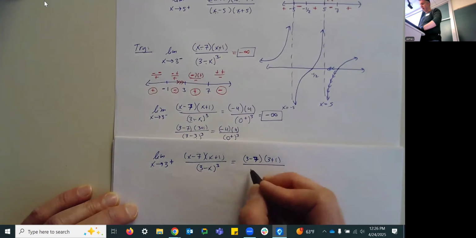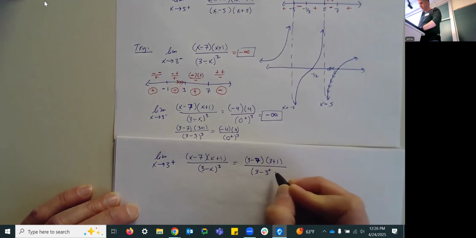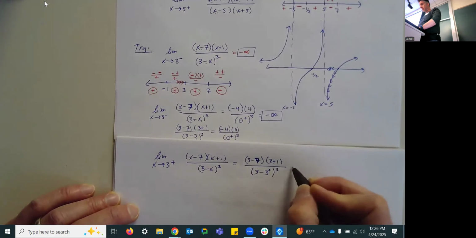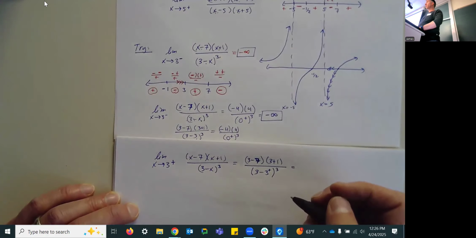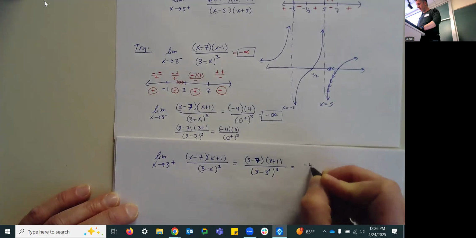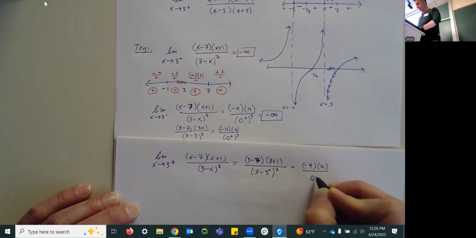And then on the bottom I have 3 minus 3, but that 3 is a little bigger than 3. So 3 minus a number bigger than itself is going to be negative, right? It's like 3 minus 3.1 or 3 minus 4, slightly negative. So there on top, we've got a -4 times a +4 divided by a negative number cubed.